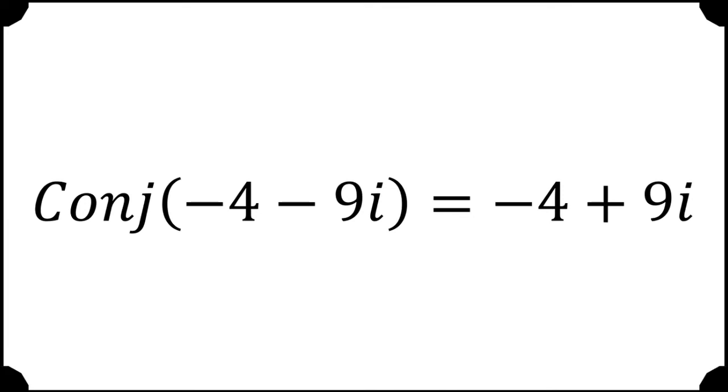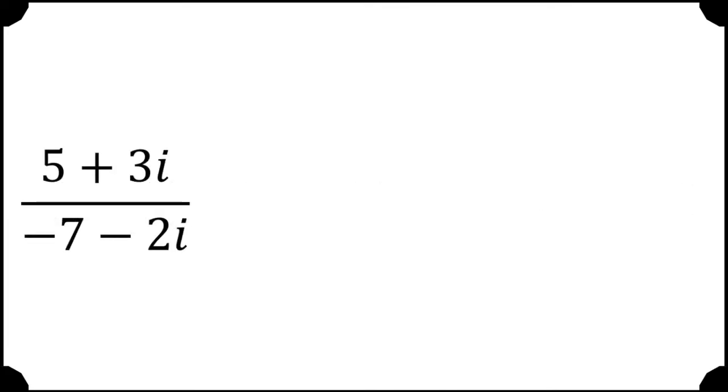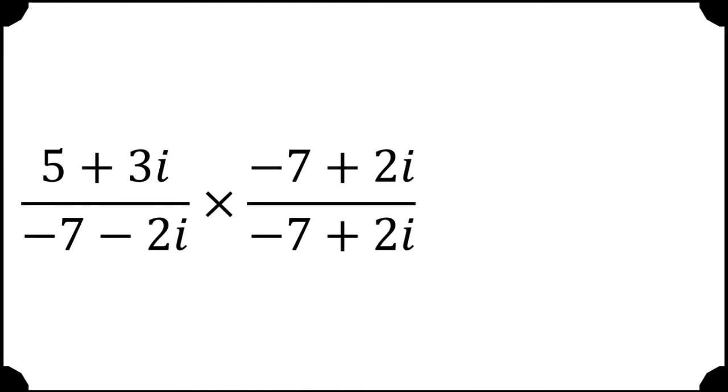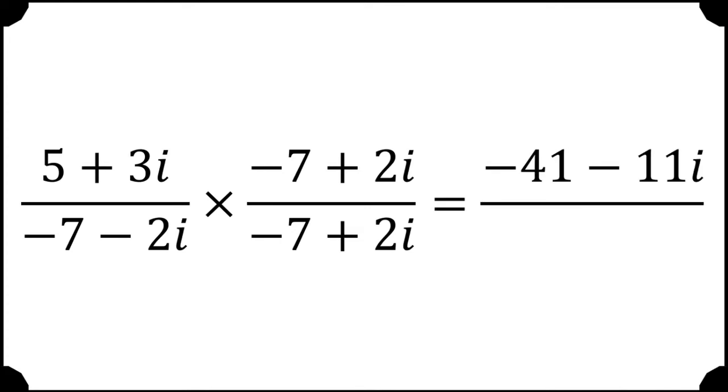Let's use the same numbers, 5 plus 3i, all divided by -7 take away 2i. First, we're going to multiply the top and bottom by the conjugate of -7 take away 2i, which is -7 plus 2i. So on the top, by multiplication we learned previously, we get -41 take away 11i, and on the bottom we will simply get 53. So our answer is -41 take away 11i all divided by 53. It's not that hard, right?